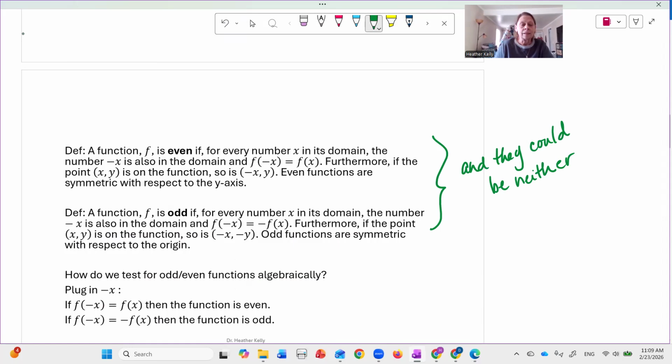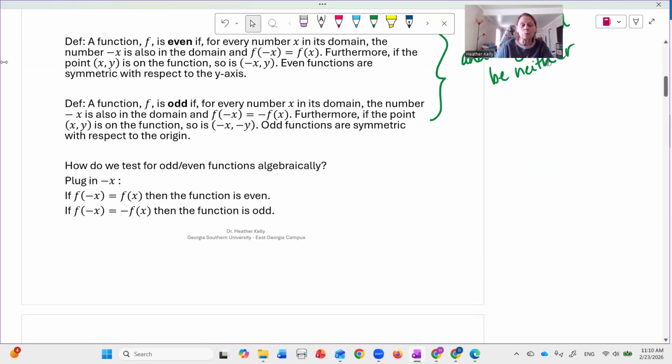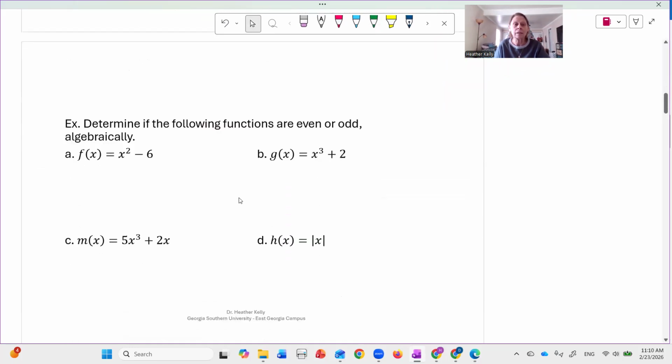So how do we test it algebraically? Well, we use this piece in these definitions. If we plug in negative x and we get the original function back, meaning that the function did not change, no signs changed, then that function is even. And if we plug in negative x and we get the exact opposite of that function, then the function is odd. And if neither one of those happens, then it is neither. So let's take a look at these functions and determine whether they are even or odd.